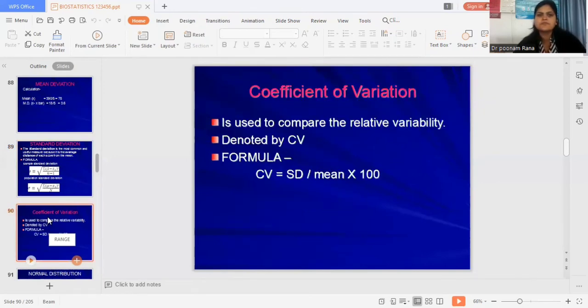Now comes the coefficient of variation. It is used to compare relative variability. It is denoted by CV and the formula used is CV equals SD divided by mean, multiplied by 100. You just have to remember the formula.